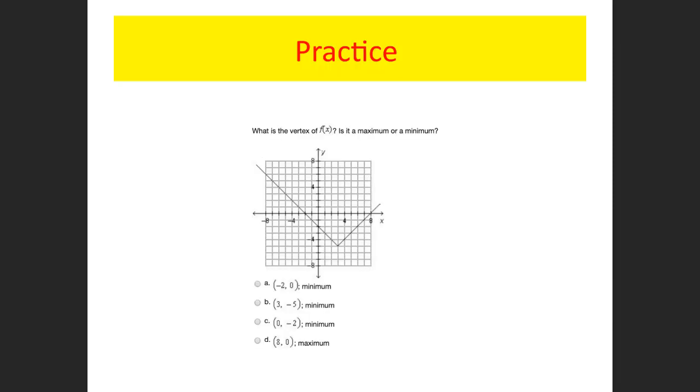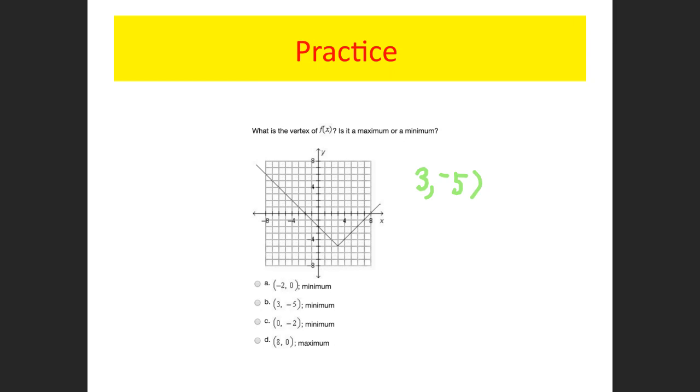Here's a practice problem. It says, what is the vertex of f of x? Okay, so the vertex here, 1, 2, 3, down 5. So it looks like my vertex, oops, turn my marker on. One of these days I'll remember that. So my vertex looks like it's 3, -5.